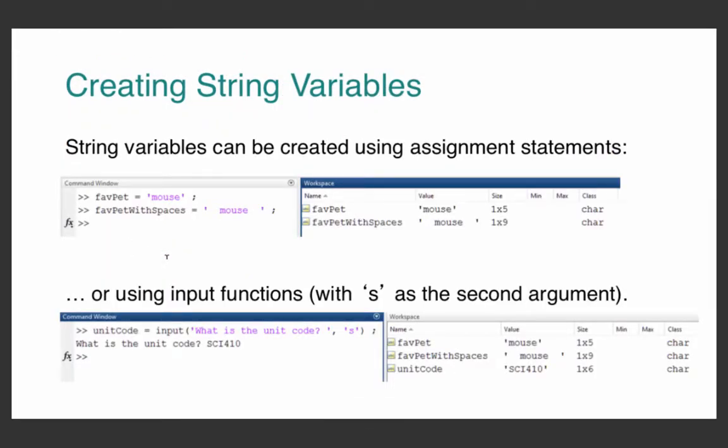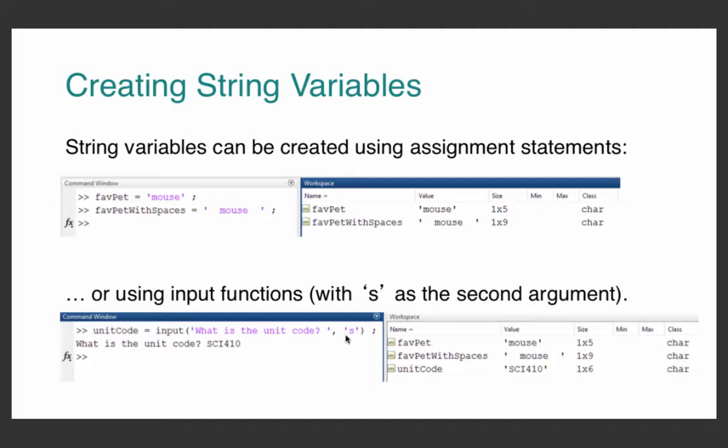String variables can be created using assignment statements. We've seen this before, right? We set it, and then we see in our workspace that we have these values. The class of the individual elements are characters. Remember that MATLAB just thinks about these as row vectors, where each element is just a character.